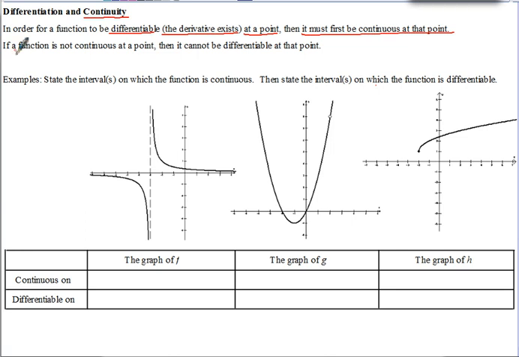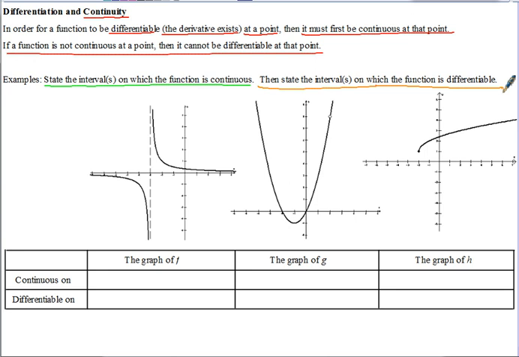then it's not differentiable at that point either. It cannot be differentiable. So let's look at the intervals on which the function is continuous first, and we'll compare that to the intervals on which the function is differentiable, or where the derivative exists.